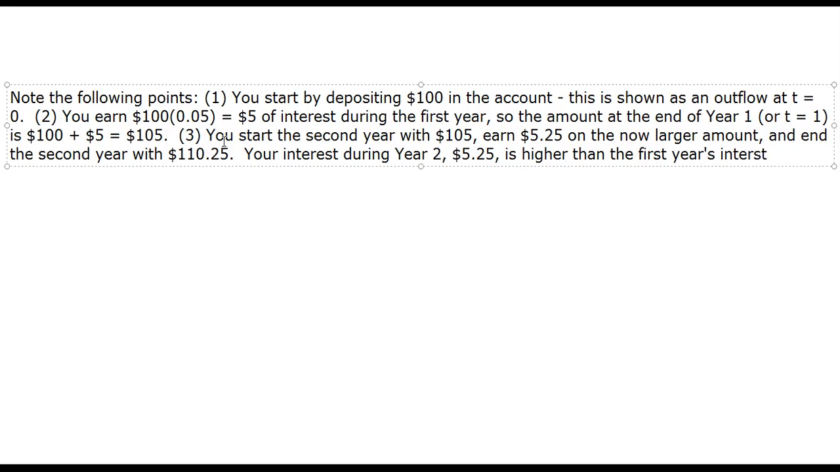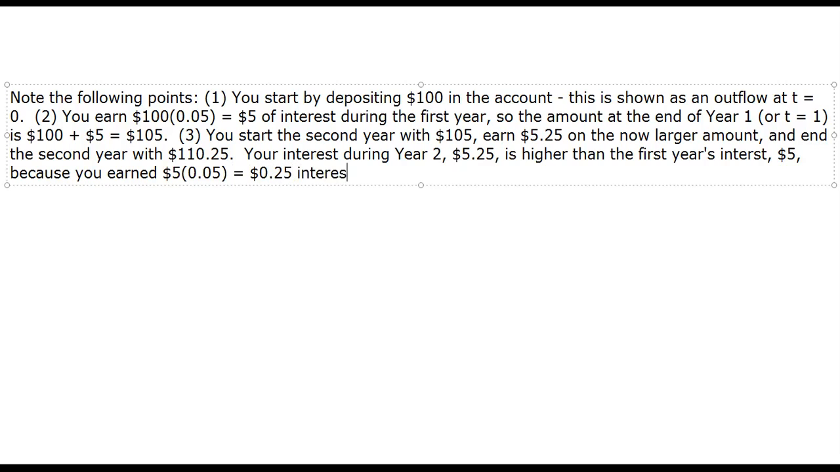Now the first year's interest, which was $5, because you earned $5 times 0.05, right, is equal to $0.25, on the first year's interest.